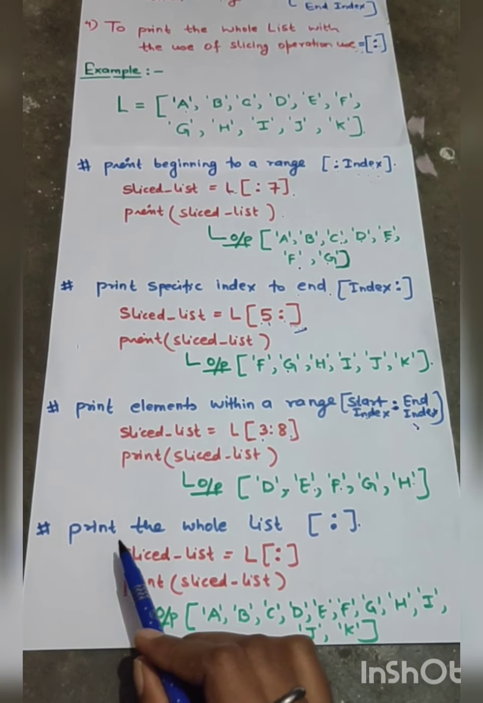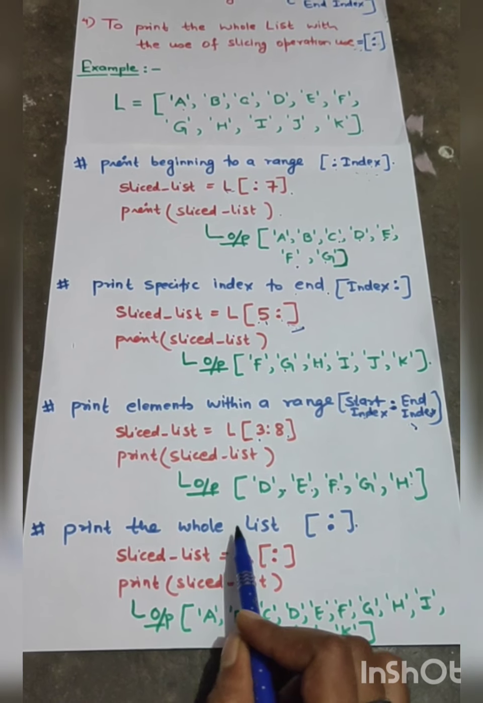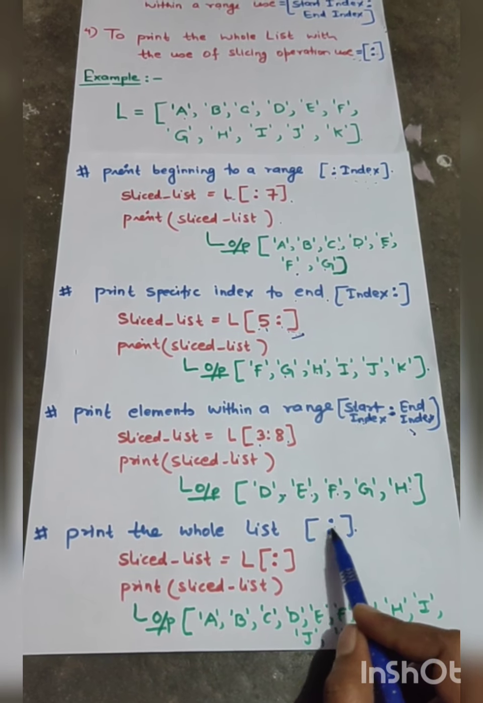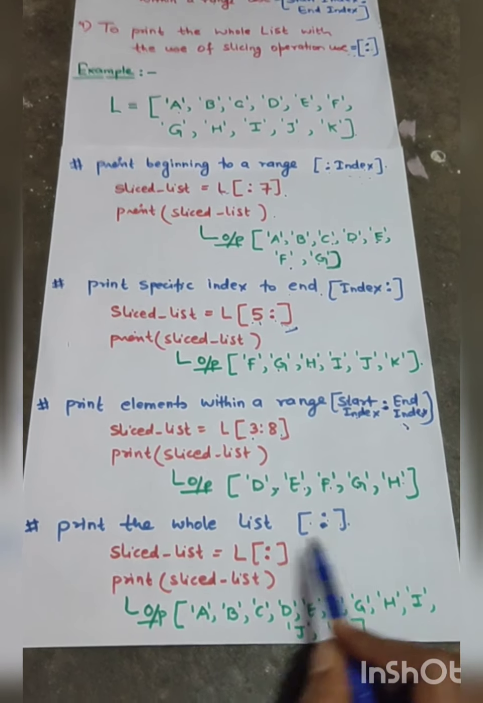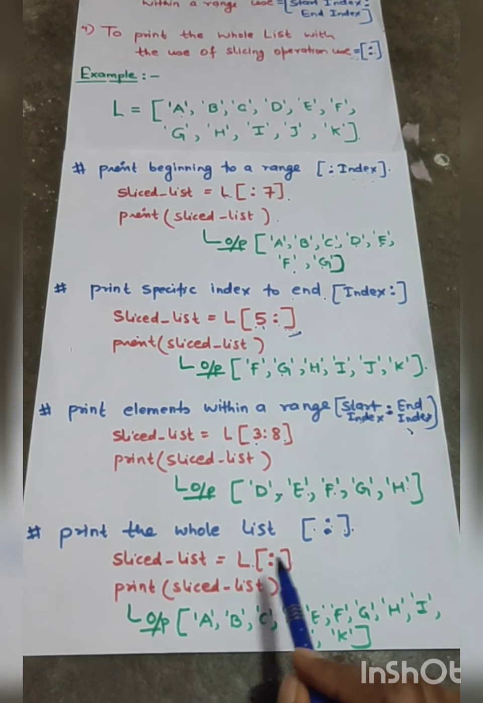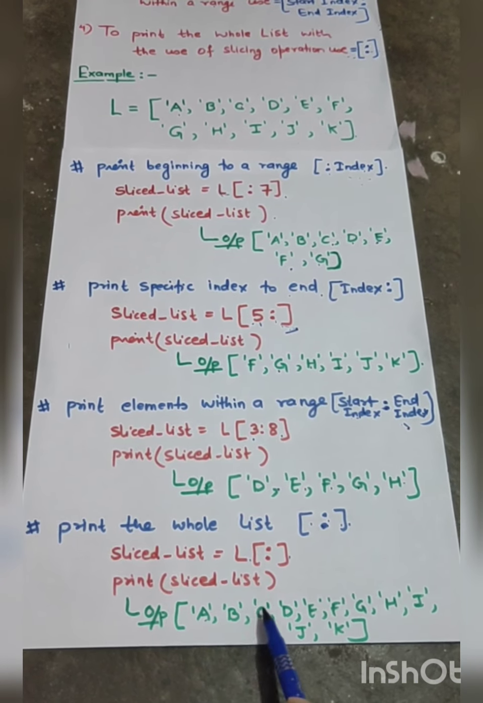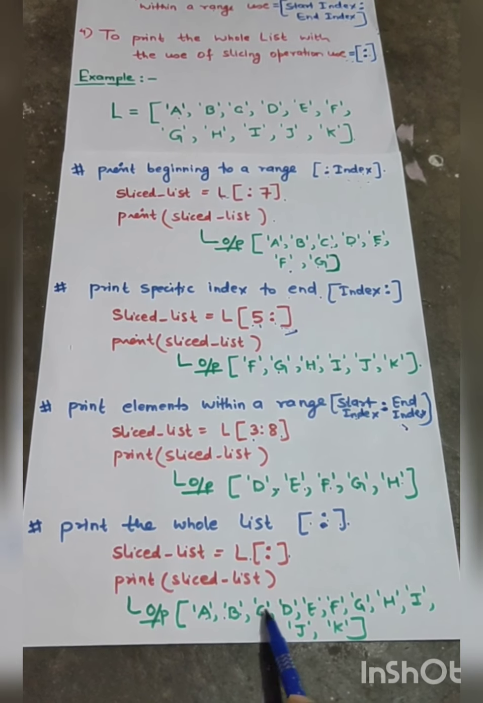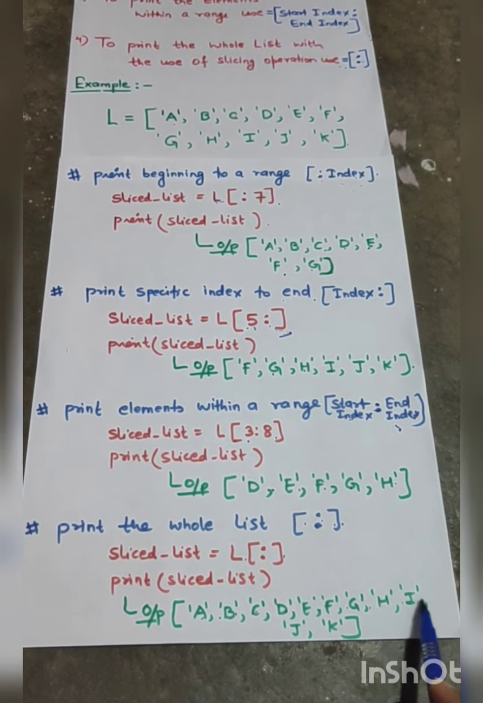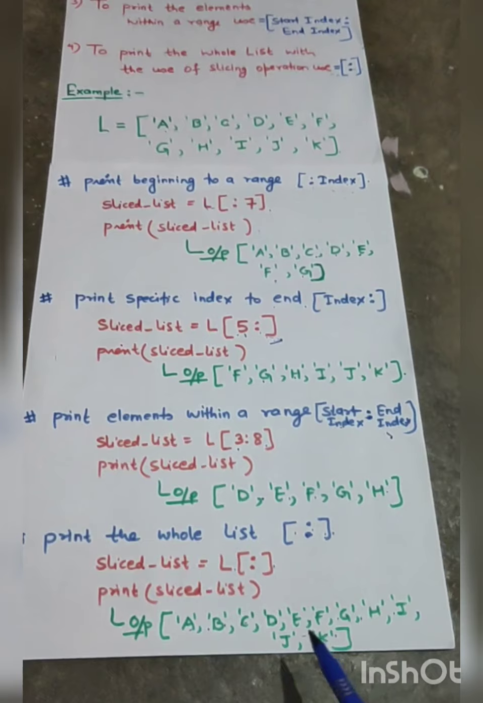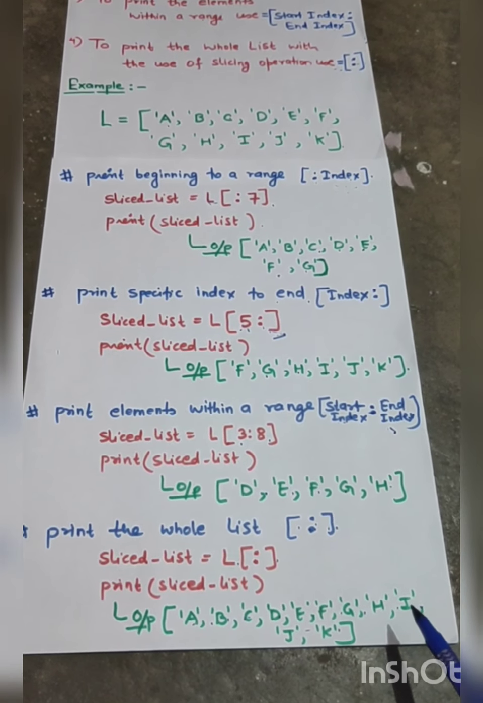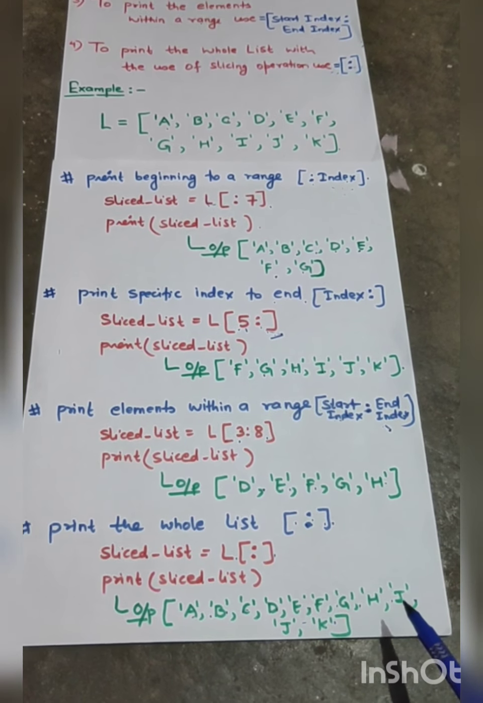And the last one, if you want to print the whole list, simply use colon or 0 colon 0. So L colon will print the original list A, B, C, D, E, F, G, H, I, J, K. In the next video, I will discuss negative index list slicing.